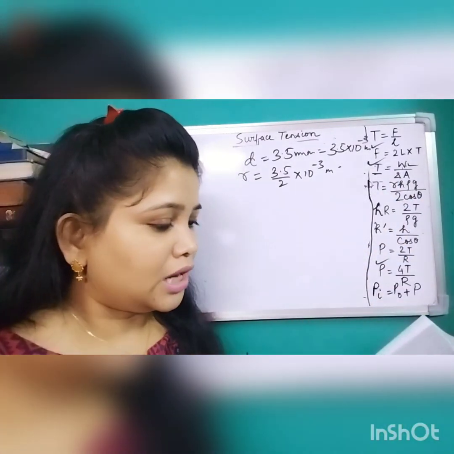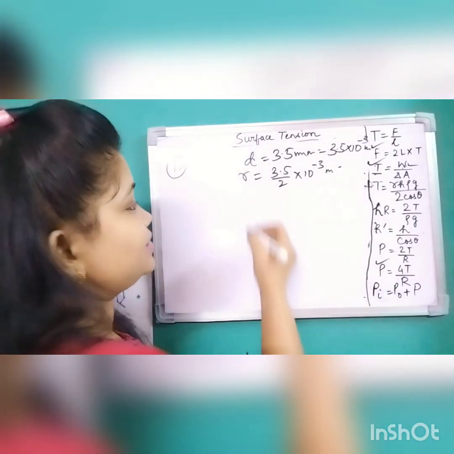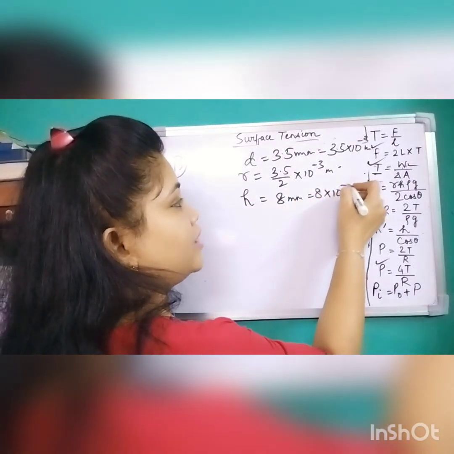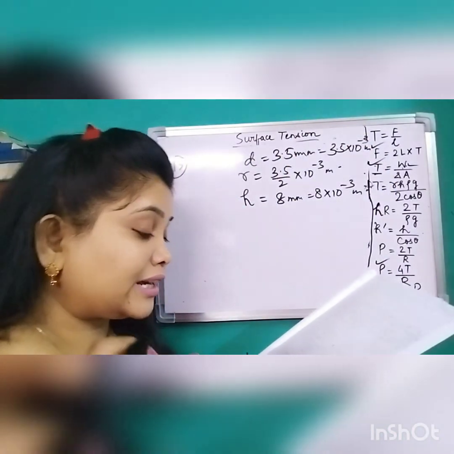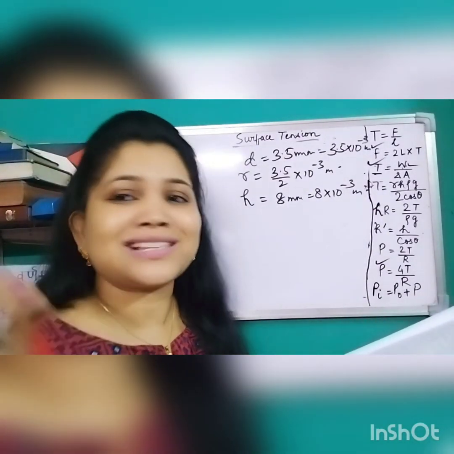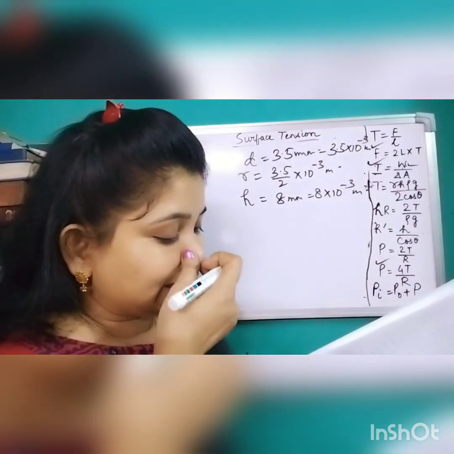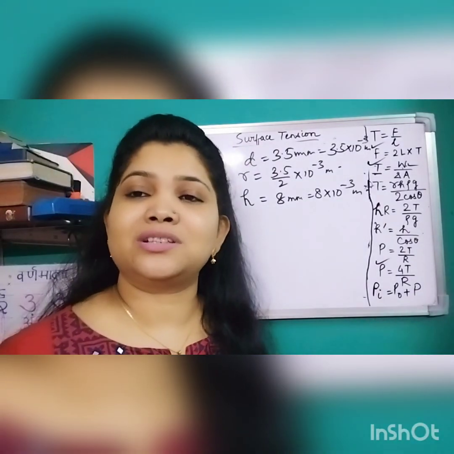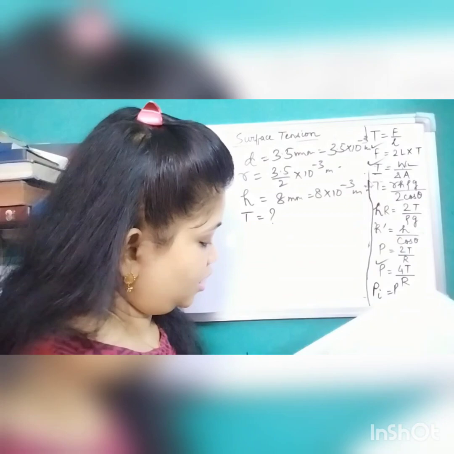Okay. Now, it's given as 8 millimeter. That means H is given as 8 millimeter. 8 millimeter is 8 into 10 to the power minus 3 meter. Okay. Now, what else is given? The air pressure inside a soap bubble of diameter 3.5 millimeters, 8 millimeter of water column. That means height is 8 millimeter. Above the atmospheric pressure. Calculate the surface tension of soap solution. You have to find out the surface tension. Okay. So, T you have to find out.